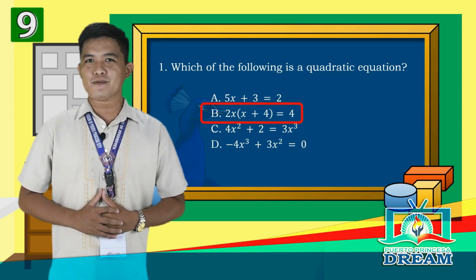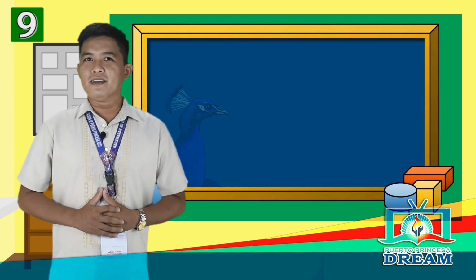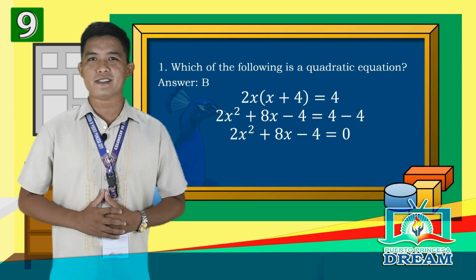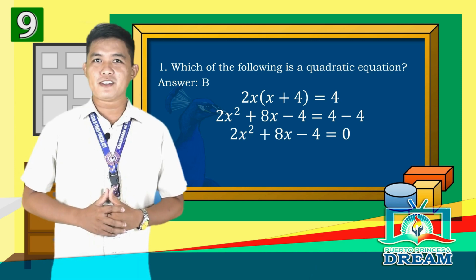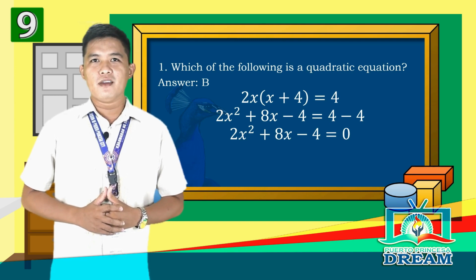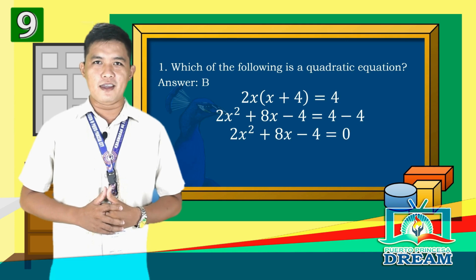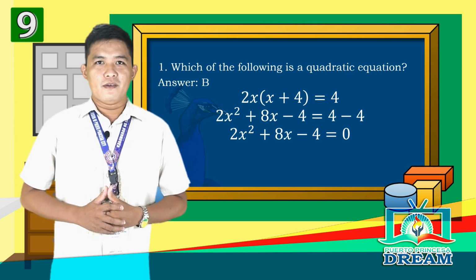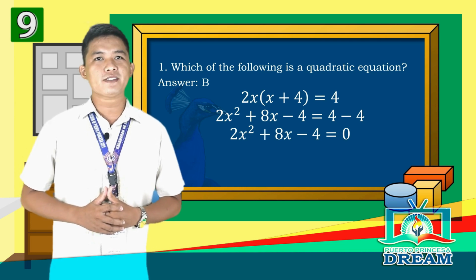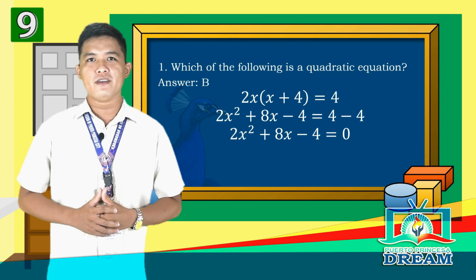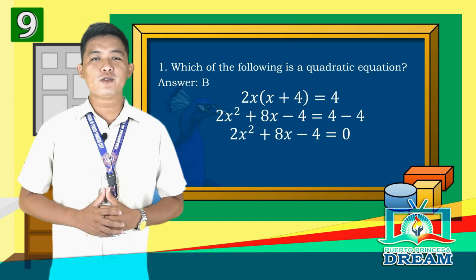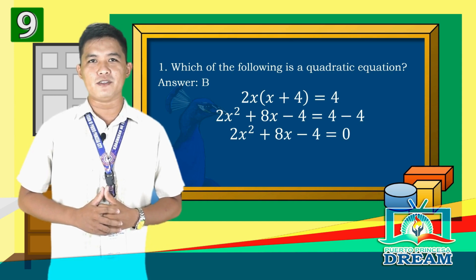2x times the quantity x plus 4 equals 4. How? Just write the equation 2x times the quantity x plus 4 equals 4 in standard form. Multiply 2x by the quantity x plus 4. 2x times x is 2x squared, and 2x times 4, that is 8x. Then, we add the additive inverse of positive 4, and that is negative 4. So 2x squared plus 8x minus 4 equal to 4 minus 4. And combining like terms, 2x squared plus 8x minus 4 is equal to 0.